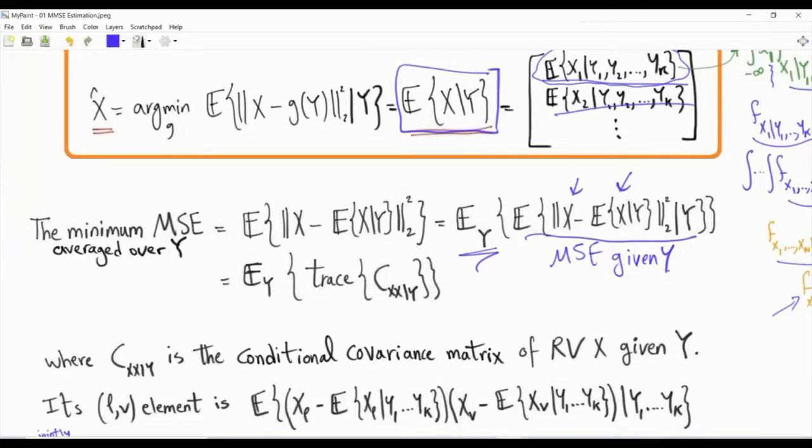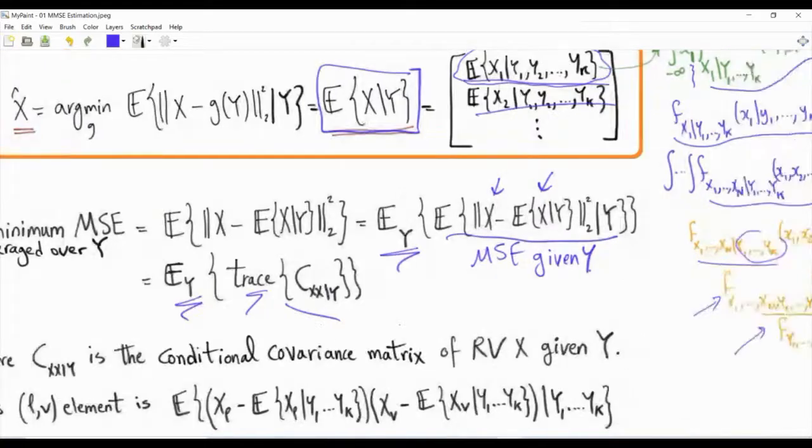And this again can be shown, the derivation is in the notes, that this is the expectation with respect to y of the trace of Cxx given y. So Cxx we know from before, the variance matrix of vector x. Cxx given y is the conditional covariance matrix of x given y.